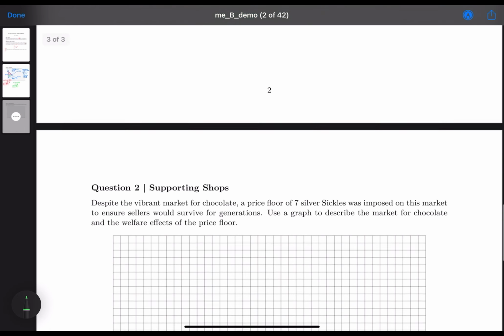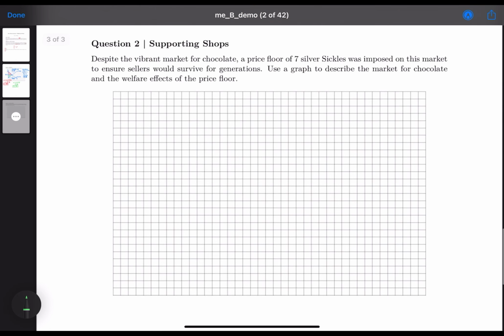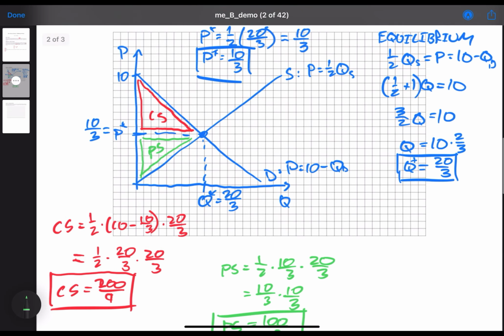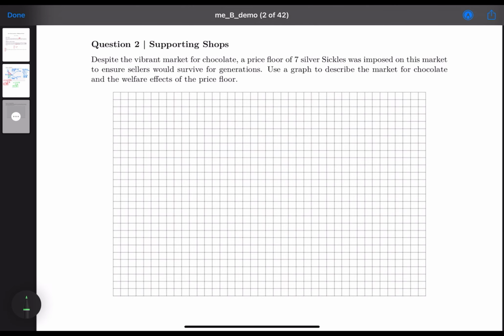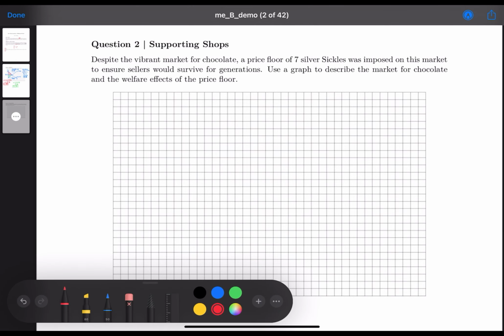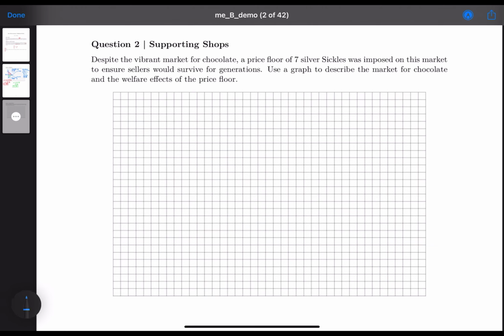Okay. Question 2. Supporting shops. So where before we were in an equilibrium, here we're going to talk about a price floor. So we have a price floor of 7 silver sickles. Okay. And the idea here was to ensure that sellers would continue selling into the future.